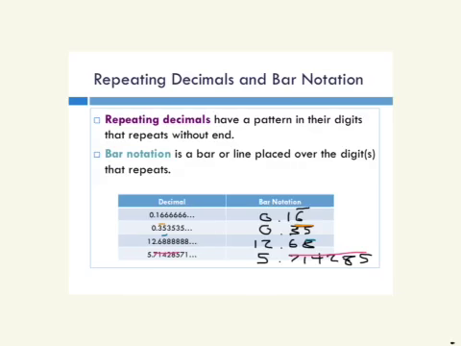Okay, for the second one, it was 0.35 with the 3-5 continuing on forever. The third one, it was 12.68. I put a bar over the 8 because the 8 repeats forever. And the last one was kind of tricky. It's 5.714285 repeating on forever. So I put a bar over from the 7 to the 5. So that number series will actually continue to repeat forever.